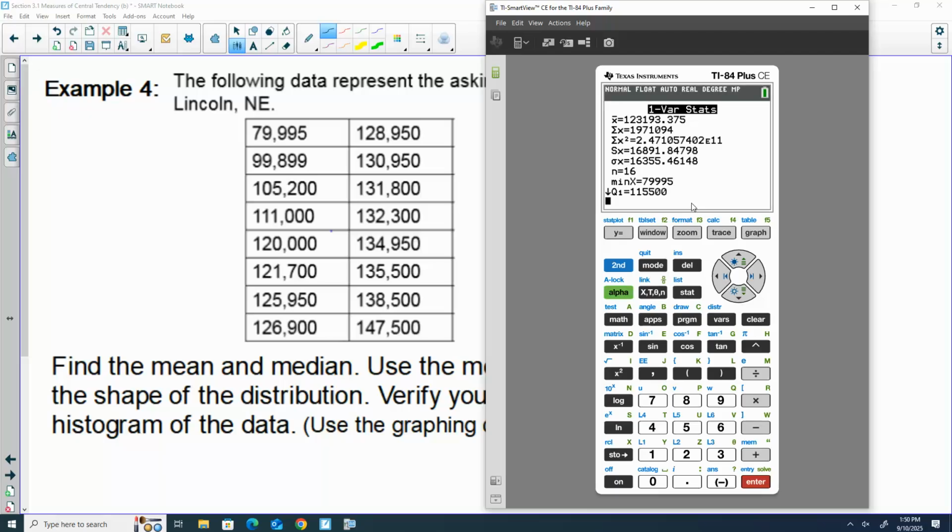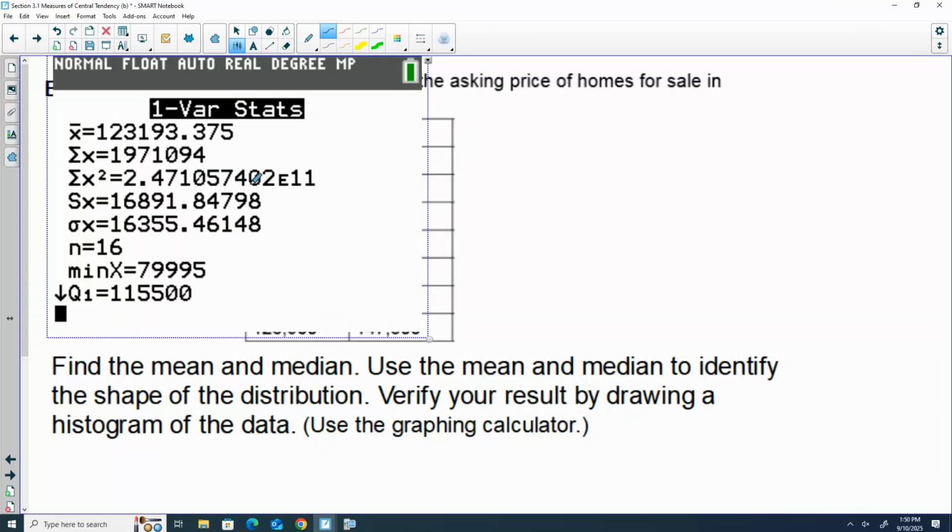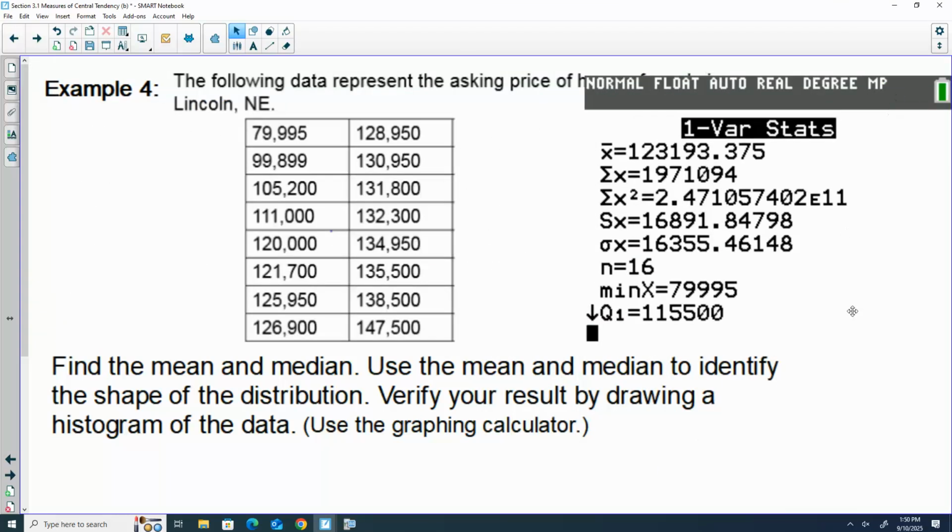Okay. Our calculator is providing us with a lot of information here. I asked you to find the mean and the median. Did it give me my mean? Yep. It will always call it x-bar on the graphing calculator. It doesn't know whether the data you put in was a sample or a population. This one was asking price for homes in Lincoln, Nebraska. Do you think these were all the homes for sale? No, that's a huge city. So this would be a sample mean.